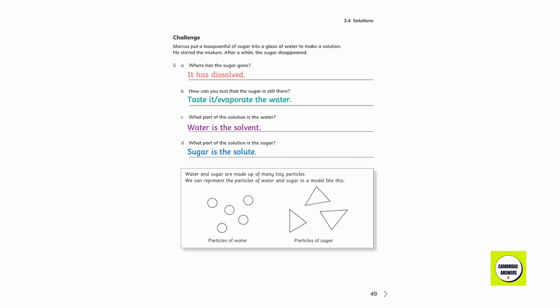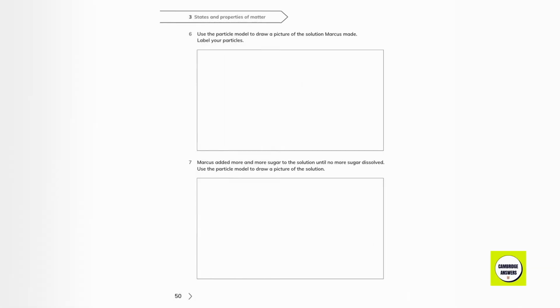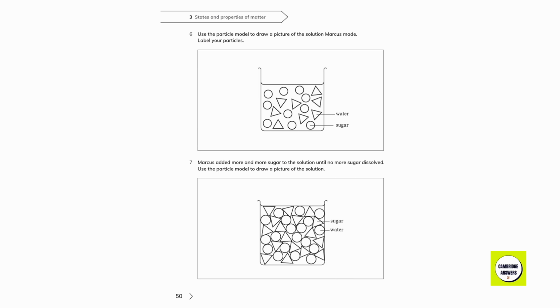Water and sugar is made up of many tiny particles. We can represent the particles of water and sugar in a model like this. Particles of water, particles of sugar. Use the particle model to draw a picture of the solution Marcus made. Label your particles. Water, sugar. Marcus added more and more sugar to the solution until no more sugar dissolved. Use the particle model to draw a picture of the solution. Sugar, water.